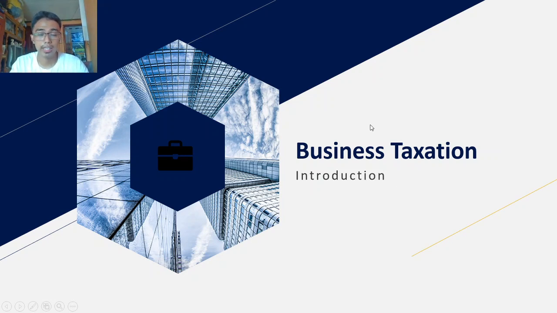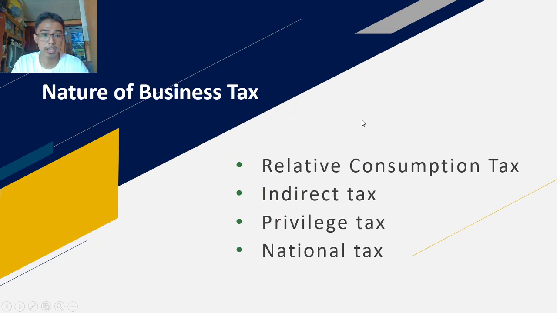Pero in order to get a deeper understanding of the definition of business taxation, let's take a look at the nature of the business tax itself. So we have four natures of business tax. We have your relative consumption tax, indirect tax, privilege tax, and a national tax. Okay. So business tax is a relative consumption tax.